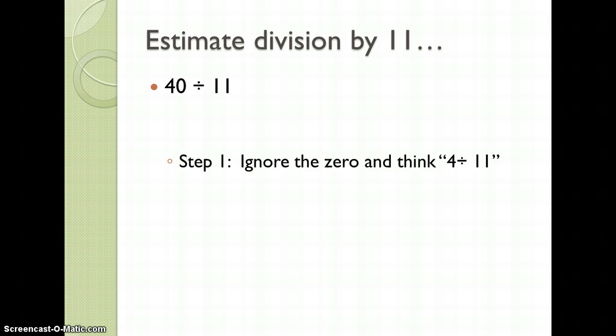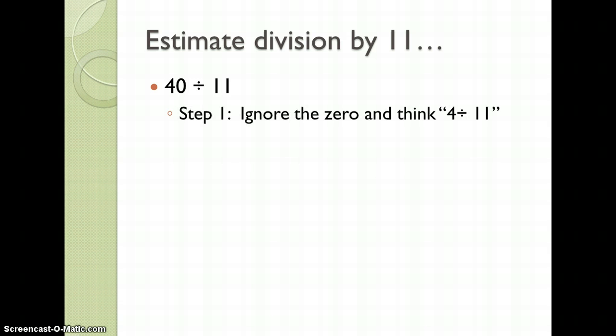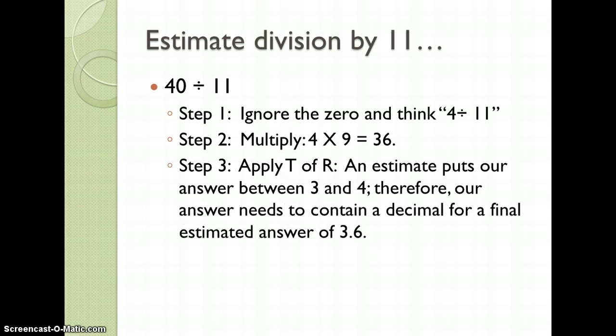40 divided by 11. Ignore the 0 and think 4 divided by 11. Multiply 4 times 9, which is 36. An estimate puts our answer between 3 and 4. Therefore, we need to insert a 0 for a final estimated answer of 3.6. The true answer is about 3.64.